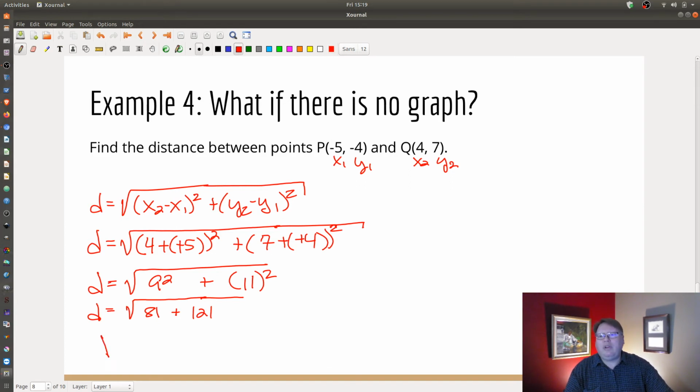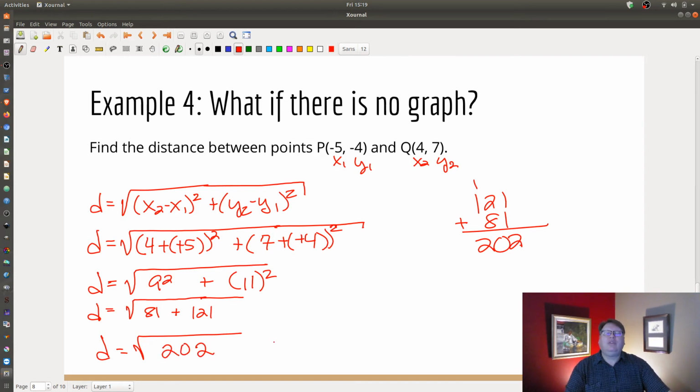So here, what is our distance? We get the square root of 81 plus 121. Okay, I'm going to come off to the side over here. 81 and 121, I add these together. 1 plus 1 is 2. That's 10. So that's 202. Okay, so that would be your distance, and we can box in our answer. Okay, and there you go. All right, so let's see what's next.